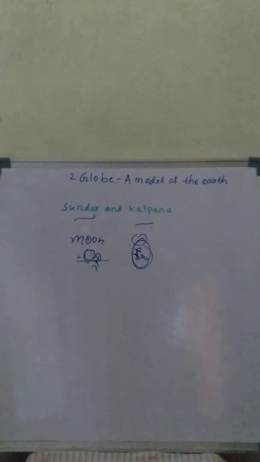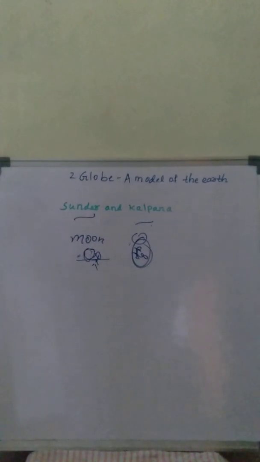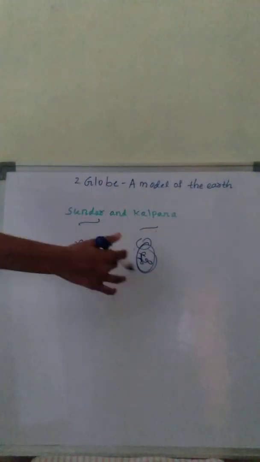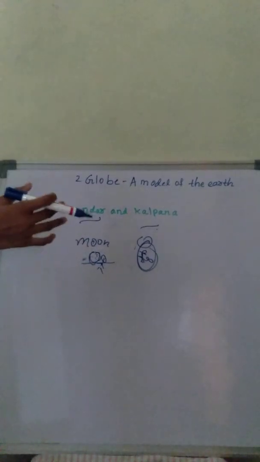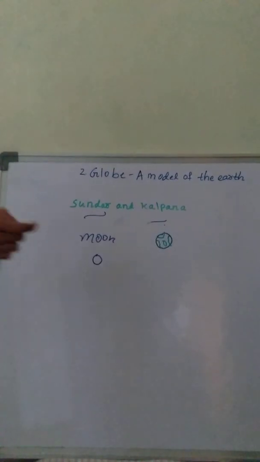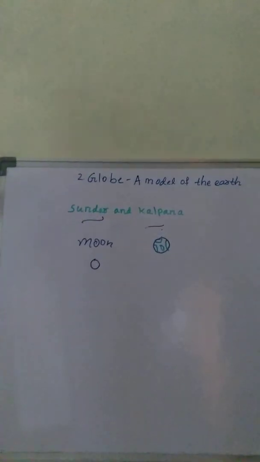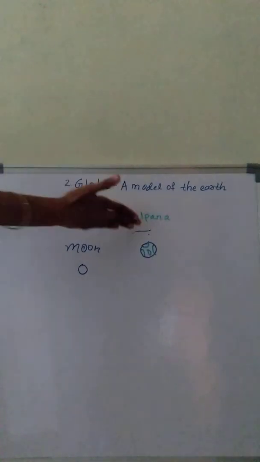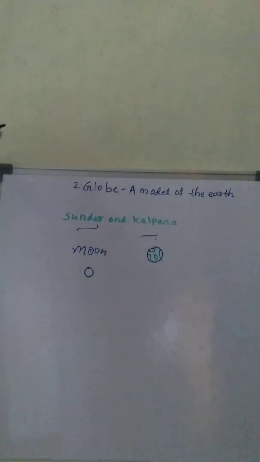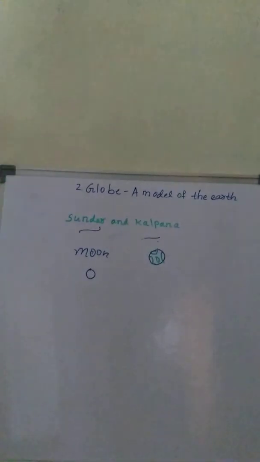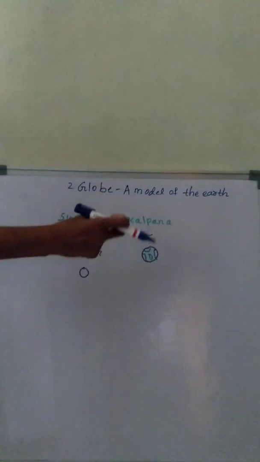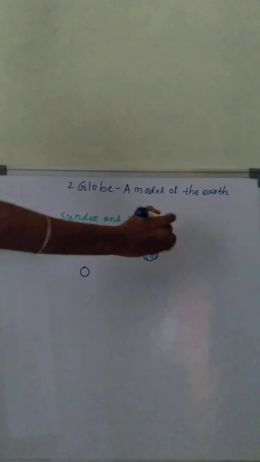Kalpana answered that he will get the answers from the internet. So, if he stands on the moon, how does the earth look, he is asking Kalpana. She said that if we search on the internet, he can get the answers. So she searched on the internet.